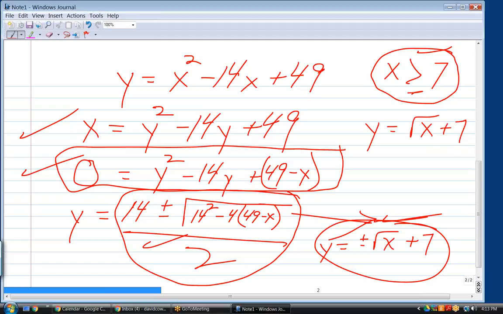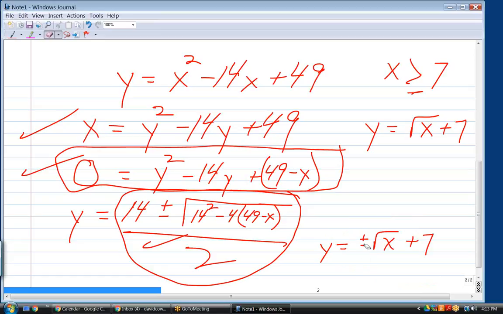Because notice that the negative sign would make y less than 7. Because this is always going to be a positive number. If I put a negative sign in front of it and add 7, I'm always going to end up with a number less than 7. So I suspect that this restriction that they put on x falls to y, and instead of our answer being plus or minus square root of x, it's just plus square root of x plus 7. Almost certain that this has to be the answer, and it's because of that.